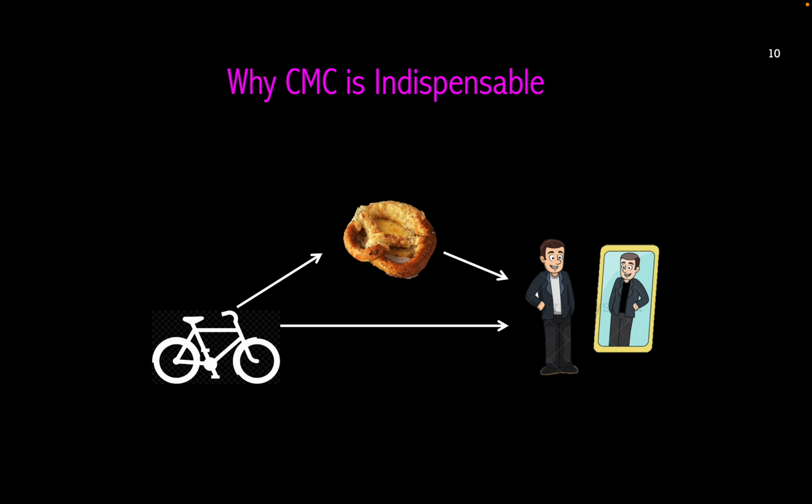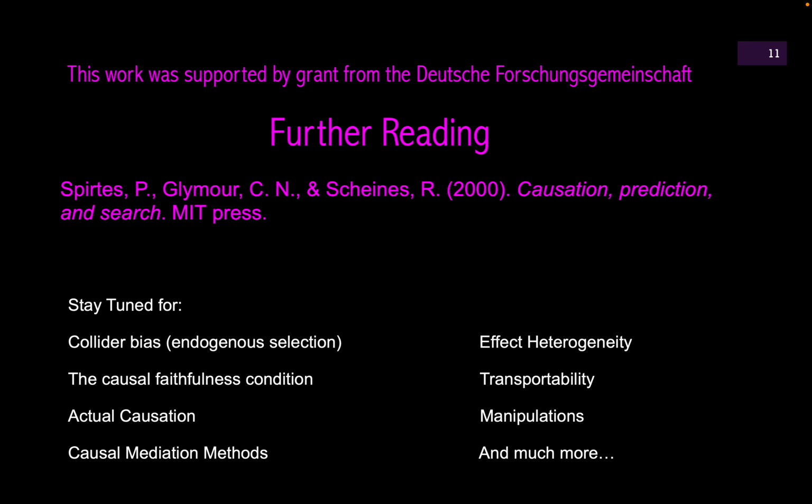The contrast between faithfulness and causal Markov helps illustrate why I claim CMC is indispensable. While abandoning faithfulness would make it harder to find the correct causal model, abandoning CMC would leave us without any idea of what we're even looking for. CMC is thus a foundational bridge principle, since it is necessary in order for DAGs to have any empirical consequences at all. Thank you for listening.